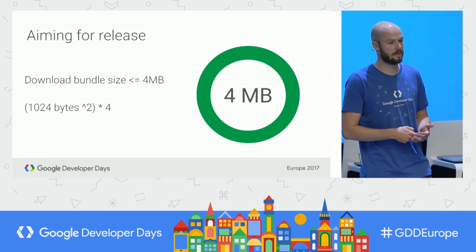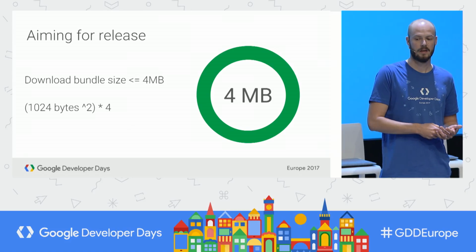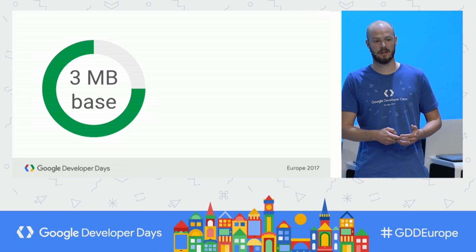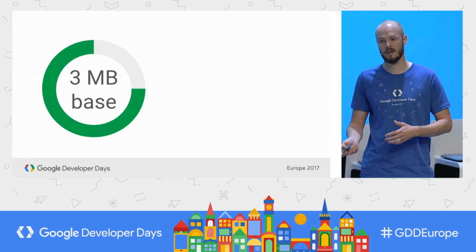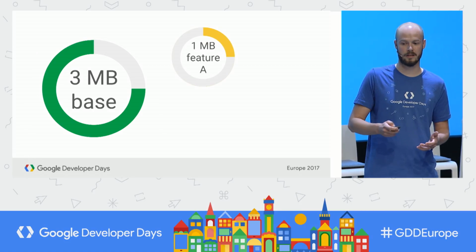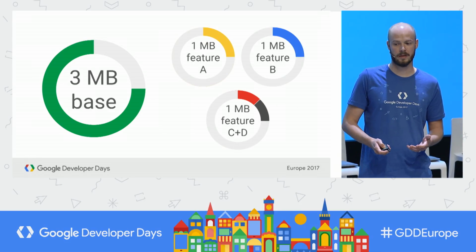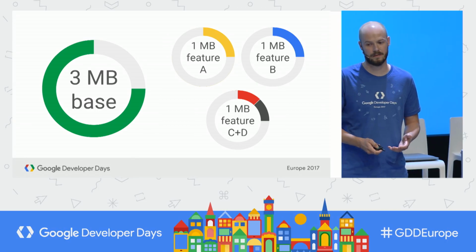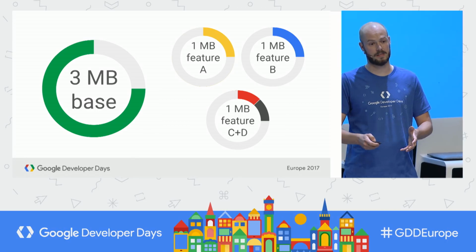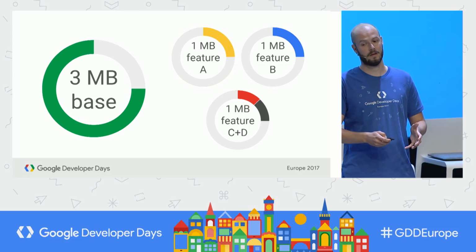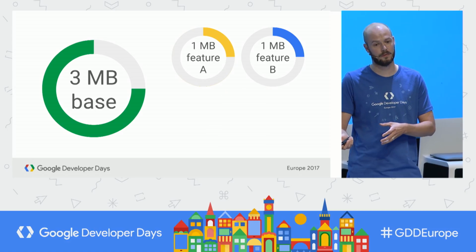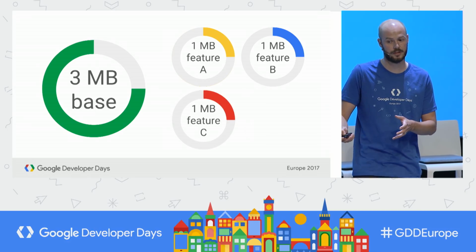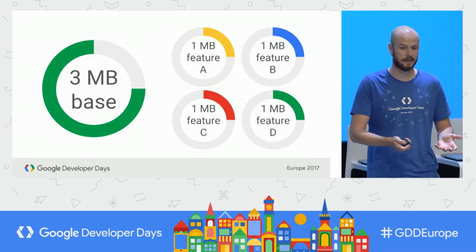But what's with the bundle size? Bundle size basically means if your base bundle is quite large, say 3 megabytes, you could have features on top of that, which each are 1 megabyte. That effectively gives you 6 megabytes on device. But if you split those two features that were combined into 2 different features, you would gain another megabyte.